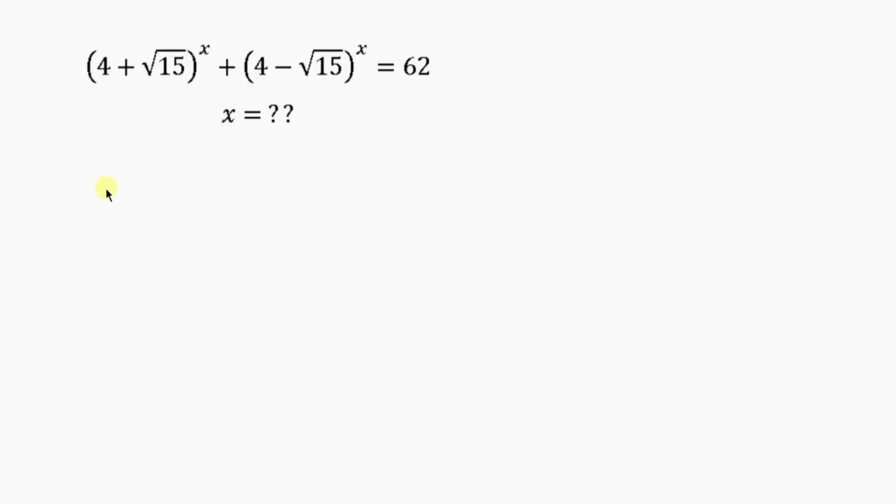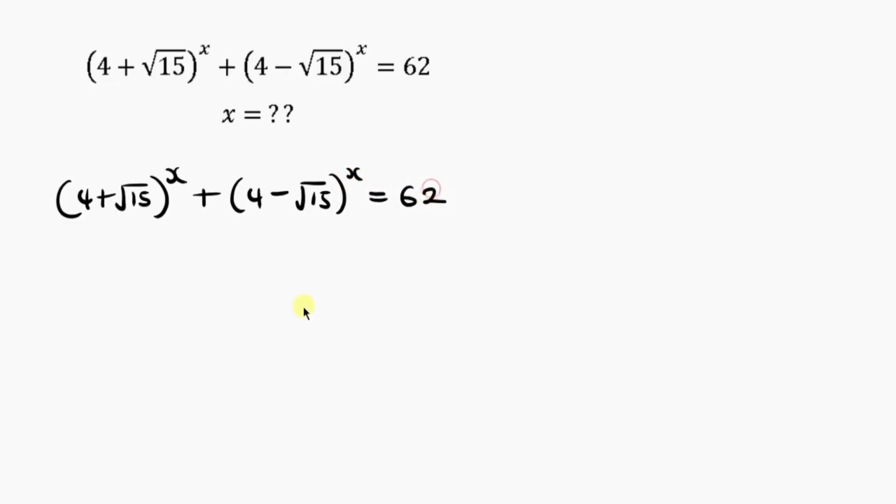Now, this is a very nice Olympiad question we have here, which says (4 plus the square root of 15) all raised to the power of x plus (4 minus the square root of 15) all raised to the power of x equal to 62.